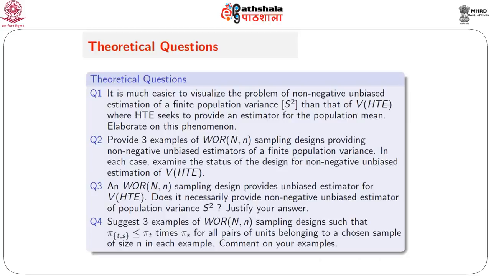They are talking about belonging to a chosen sample of size n in each example. So you choose a sample, as I said, suppose the sample is 1, 2, 3, you make sure that this condition is satisfied for the sample 1, 2, 3. This is an interesting comment on your examples, because if you are satisfied with this condition for the chosen sample of size n, does it really tell you that you have solved the problem of non-negative variance estimation? That's a good problem. Okay, think about it.